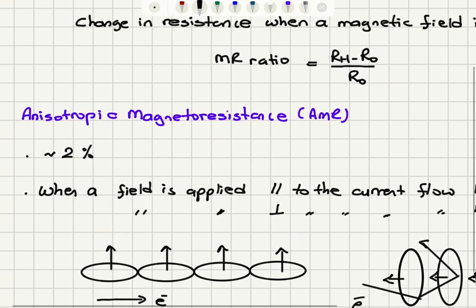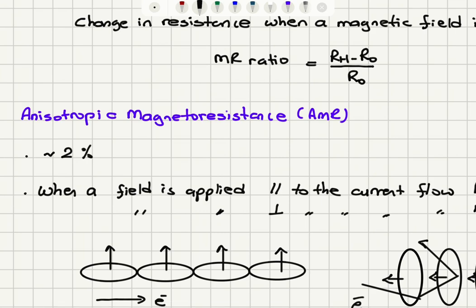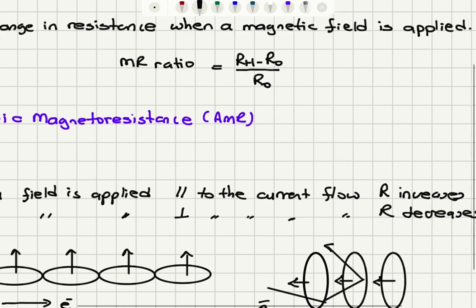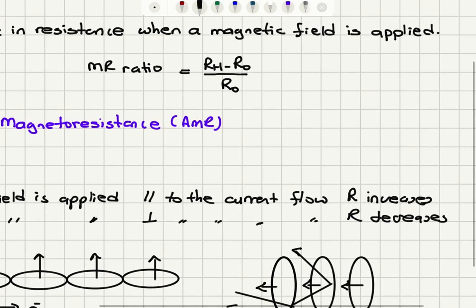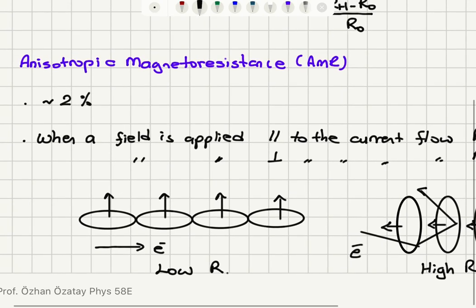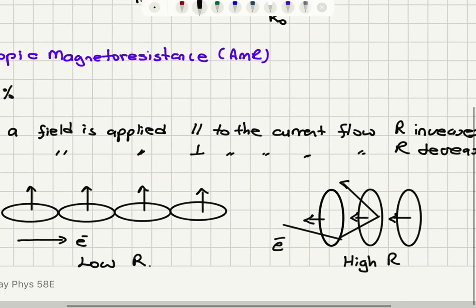Now, early on, before 1990, people relied on anisotropic magnetoresistance. The typical value is 2%. This is when a field is applied parallel to the current flow, resistance increases; perpendicular to the current flow, resistance decreases, and here is why. When the current is applied perpendicular to the magnetic field, you can see that the scattering cross-section for the electrons is low, so therefore this has a low resistance.